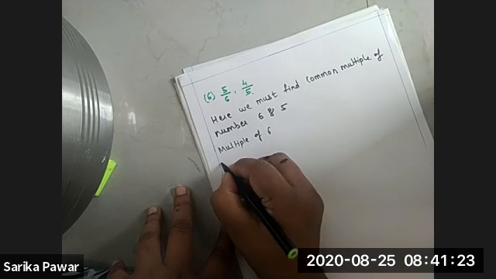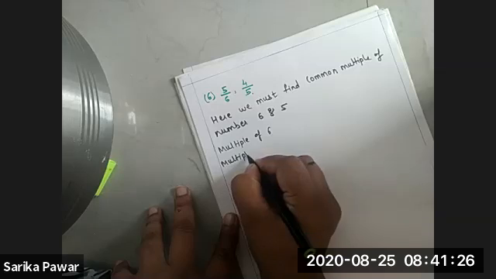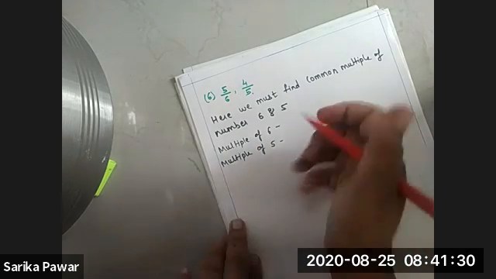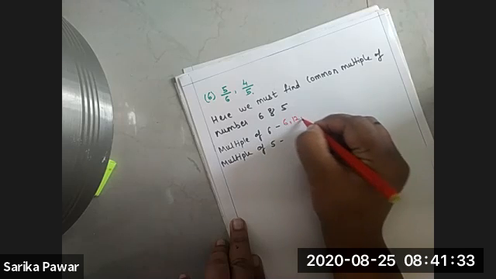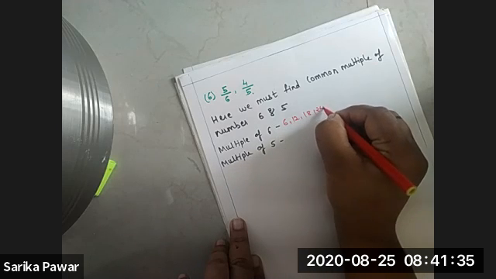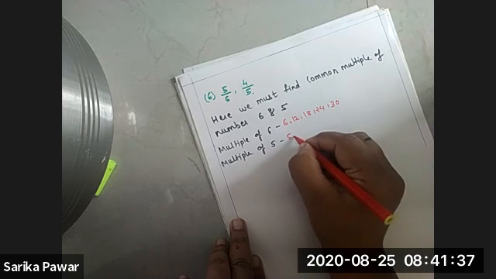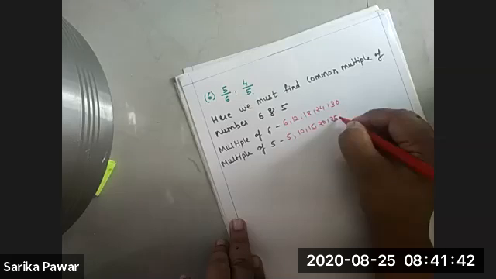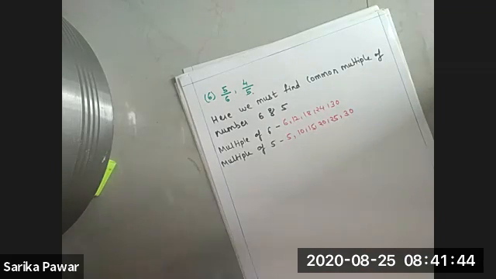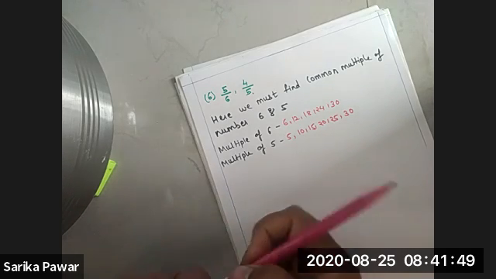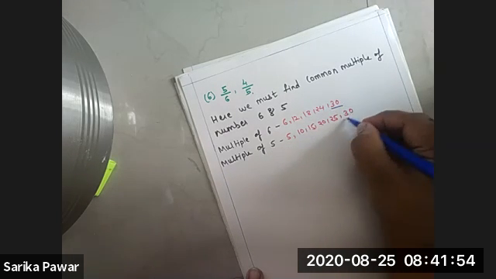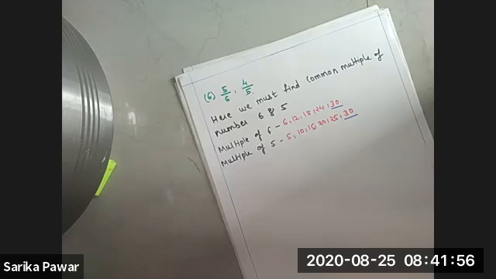Multiples of 6, multiples of 5. Write down the table of 6 here, and here you have to write the table of 5. See here, you got the number 30 as the common denominator. The number 30 is the common denominator you got.